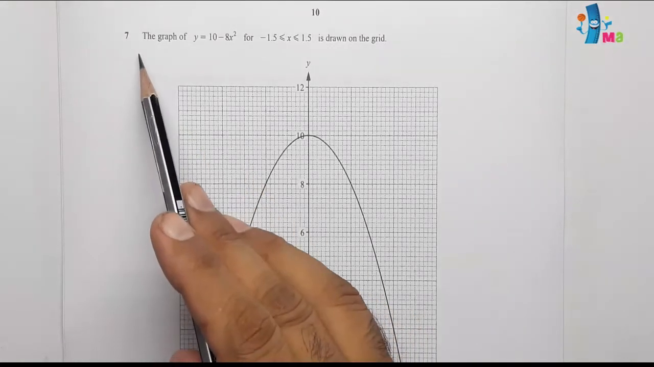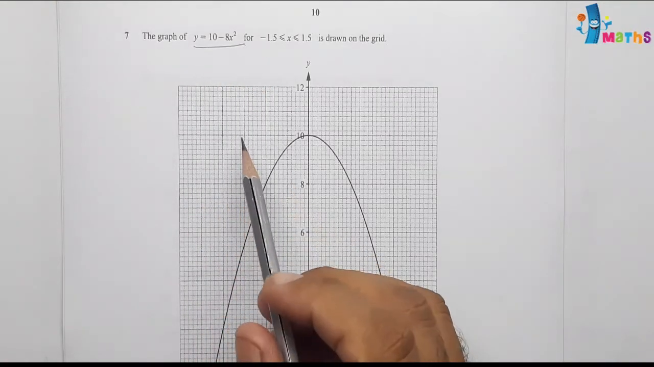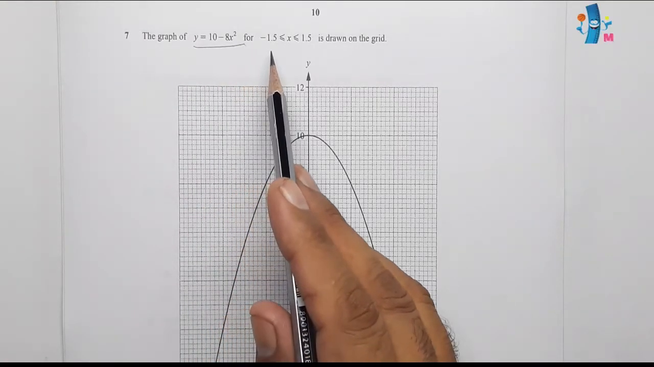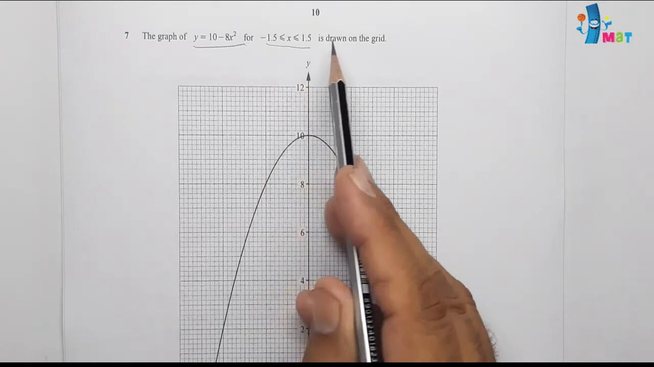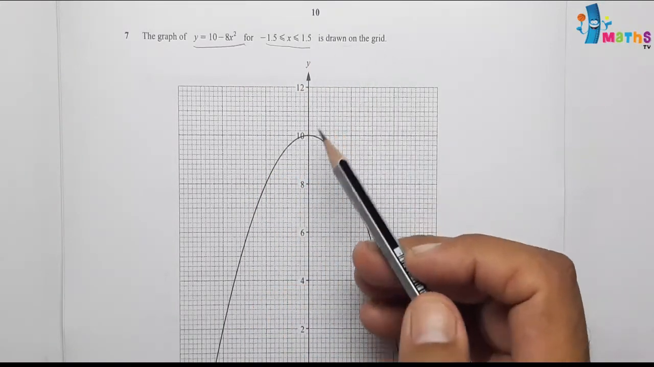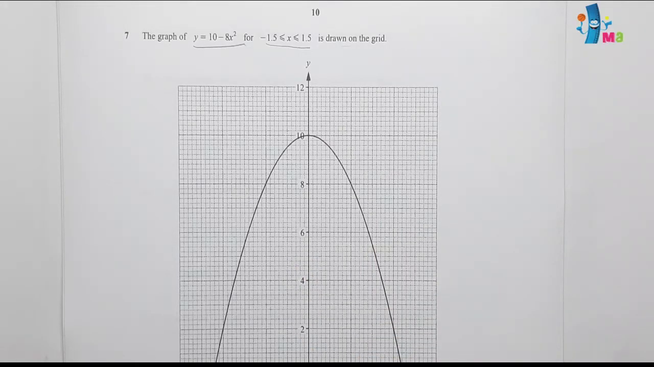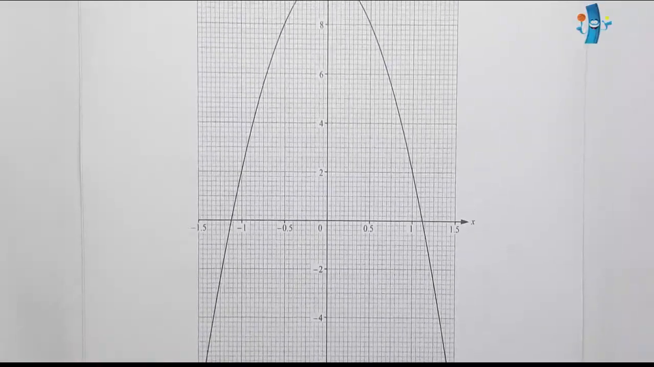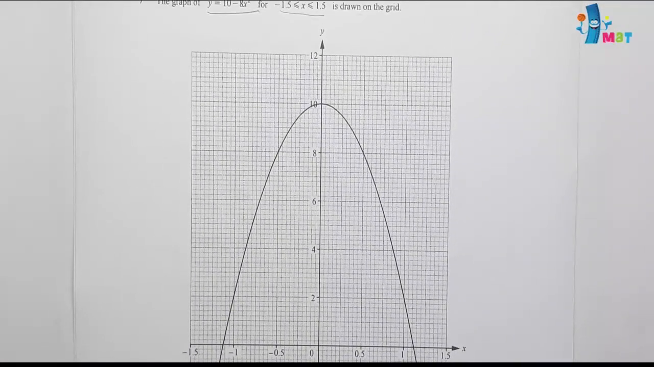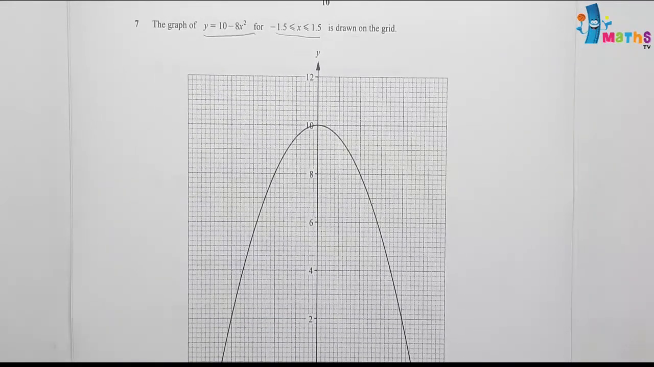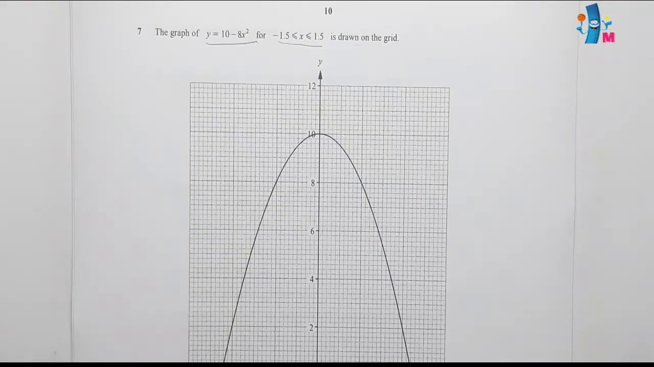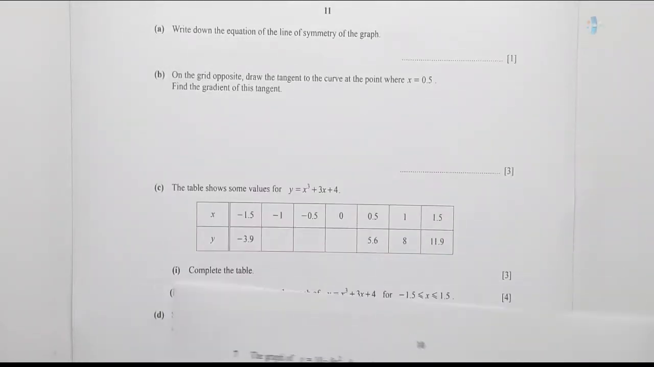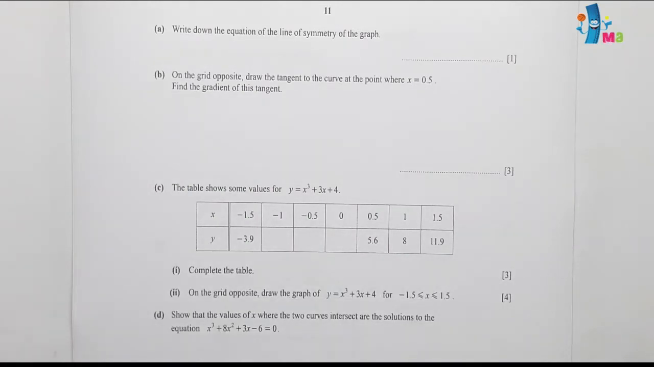Question number 7. The graph of y is equal to 10 minus 8x square for this range is drawn on the grid. So this is the graph plotted. So I will show the graph. Complete graph is this one. So question is on the next page. So I will be showing you question, and as well as when the term will come, I'll show you the graph as well. So I will keep this one with me.